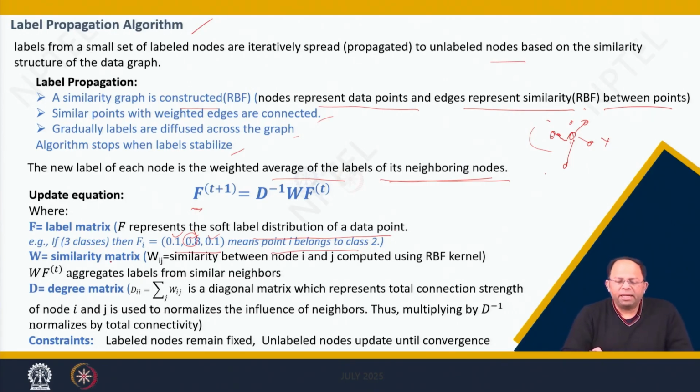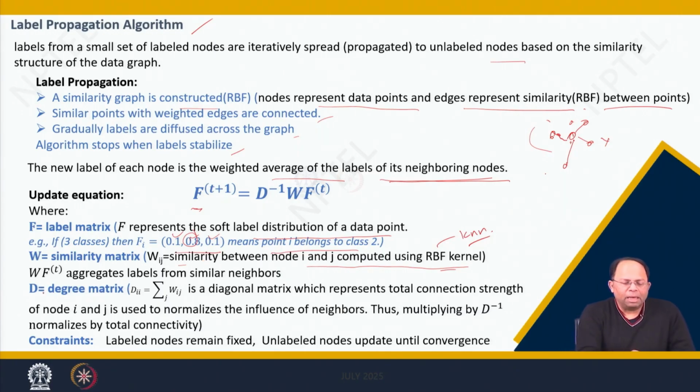Then W is the similarity matrix. Now what is W? Wij is the value that we calculated in the previous slide, which is the similarity between node i and j computed using the RBF kernel, or it could be using the KNN kernel as well. So either using the KNN measure or an RBF kernel measure, we can measure Wij, which is the value of the strength of the connection between the two data points.